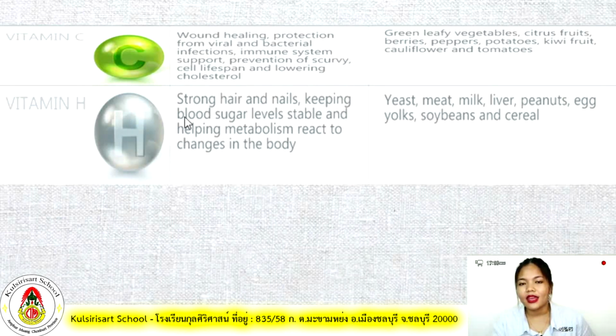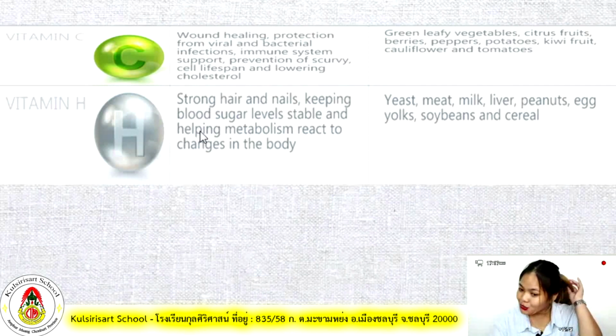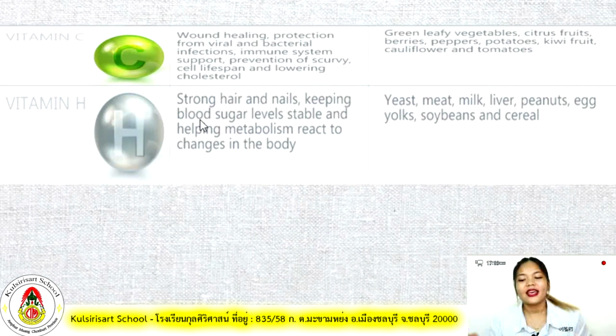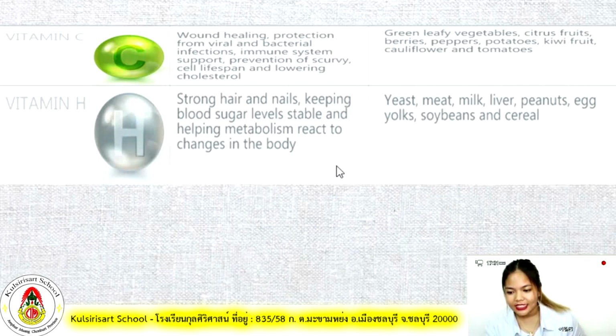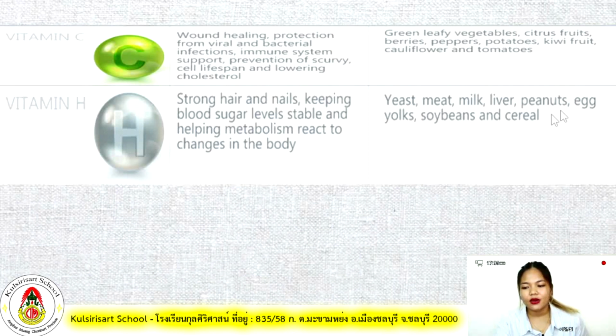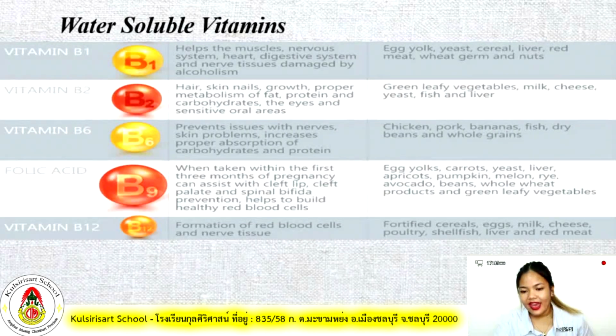And the last one is vitamin H. Okay, so vitamin H is responsible for strong hair and nails, keeping blood sugar levels stable, and helping metabolism react to changes in the body. And you can find vitamin H in foods like yeast, milk, liver, peanuts, egg yolks, soybeans, and cereals. So there you go, we have the different water-soluble vitamins.